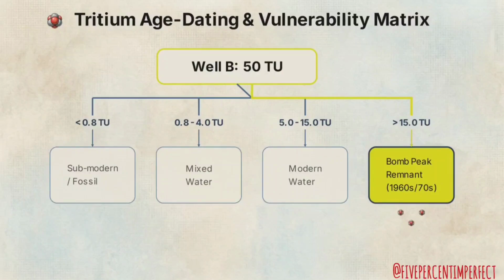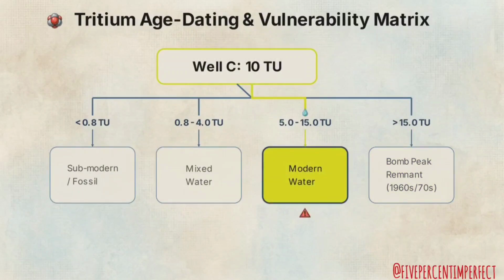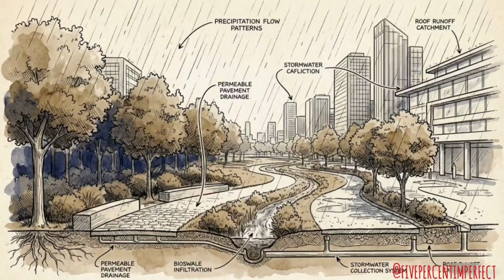Finally, well C tested at 10 TU. Dropping down the center of the chart between 5 and 15 TU gives us a classification of modern water. 10 TU matches the natural background level of the atmosphere today. This water fell as rain within the last 5 to 10 years.